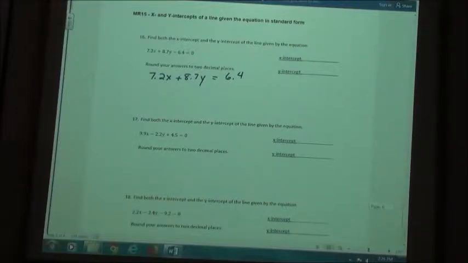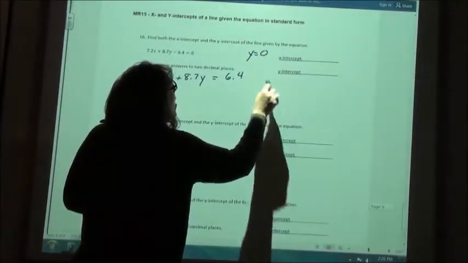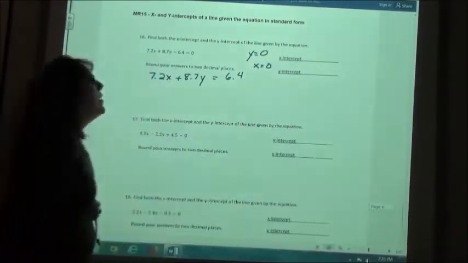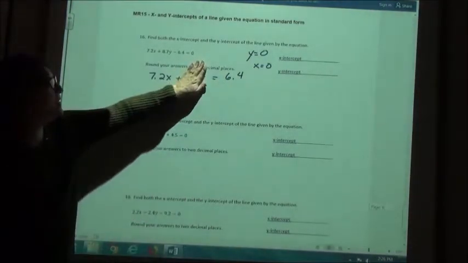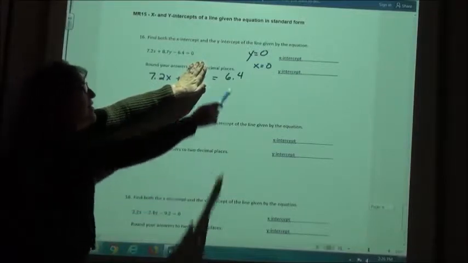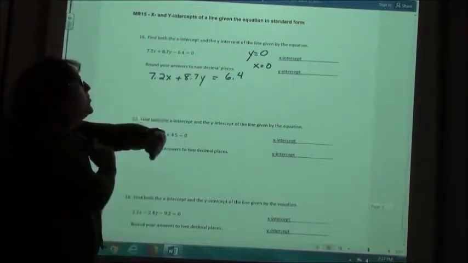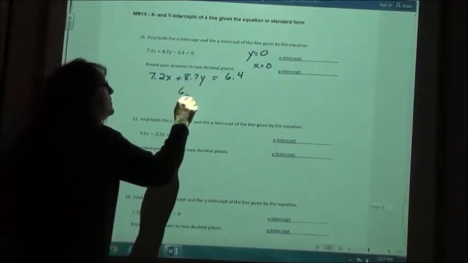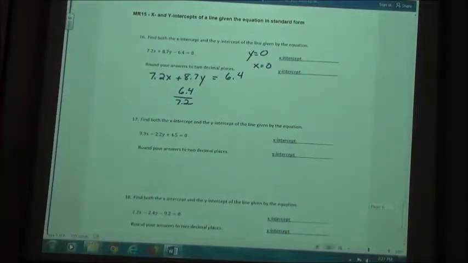X-intercept and y-intercept. For my x-intercept, the y is 0. For my y-intercept, the x is 0. So when I'm doing my x-intercept, I just cover up the y, because if that's 0, it's gone. I'm going to take this number divided by my coefficient of my x. So to find my x-intercept, I take 6.4 divided by the 7.2. I'm not going to do that in my head. I'm going to let you do that on your calculator.